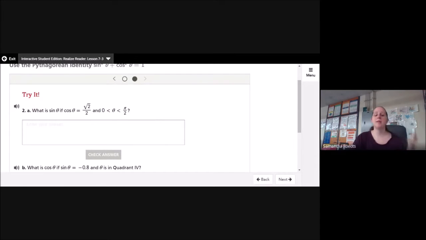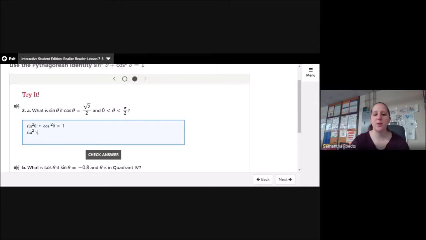This is something that the more you practice with, the more you just kind of recognize some of these identities right off the bat. But we're going to go ahead and solve just like we would using the Pythagorean identity. So I have sine squared theta plus cosine squared theta equals 1.